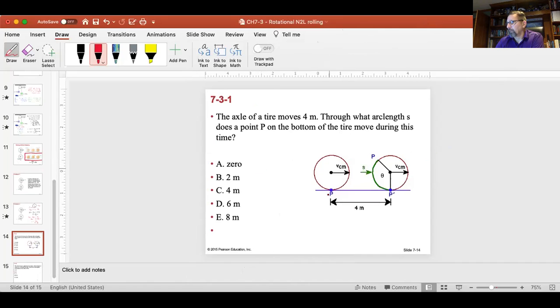What we're comparing here is how far the wheel has rolled, rolling motion, as compared to that green arc length there between points P and P prime. And we're saying that the axle moves 4 meters. What's the length of that arc right there between P and P prime?